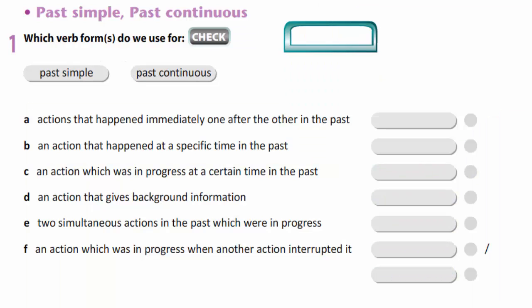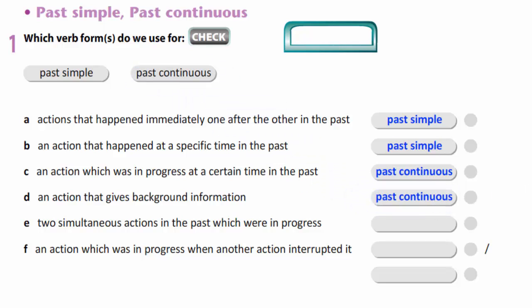And now let's revise our knowledge. Actions that happened immediately one after the other in the past, they are in past simple. An action that happened at a specific time in the past are also in past simple. An action which was in progress at a certain time in the past are in past continuous. An action that gives background information are also in past continuous.